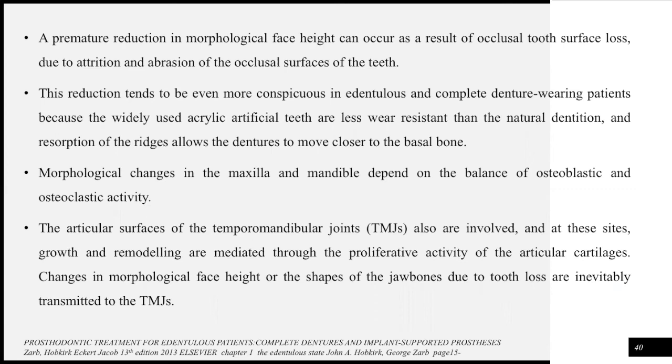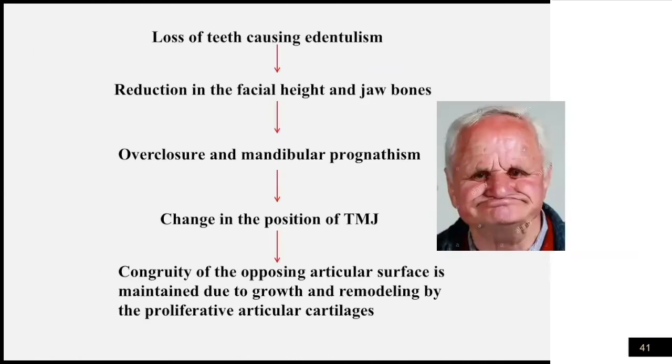In complete denture wearers, the mean reduction in the height of the mandibular ridge measured in the anterior region is 4 times greater than that of the corresponding maxilla. The loss of teeth can cause edentulism, and there is a reduction of the facial height and the bone, which causes an overclosure, and mandibular prognathism occurs. Therefore, there is a change in the position of the TMJ, and the contiguity of the opposing articular surfaces is maintained due to the growth and remodeling by the proliferative articular cartilages.